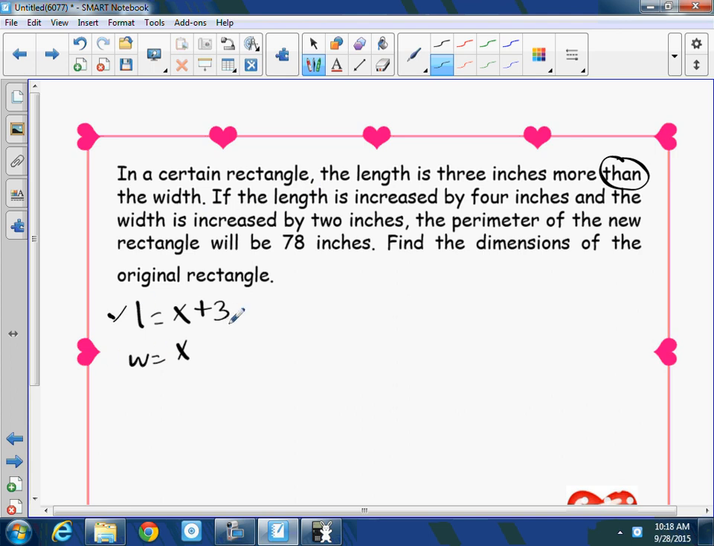Now, the length is increased by 4 inches. So now this is increased by 4. Let me write it separately because I don't want to get confused. I'm going to put it with a different color. So if I add 4 to this, it would be x plus 3 plus 4, which in reality would be x plus 7. And the width is increased by 2 inches, so that is increased by 2.